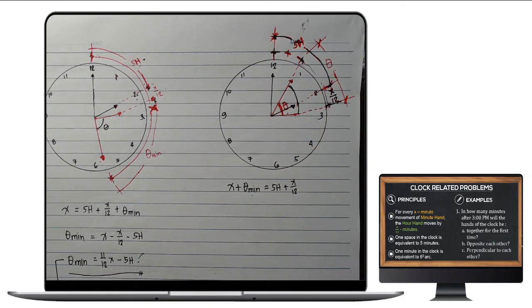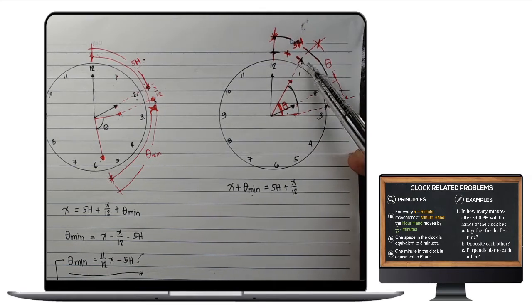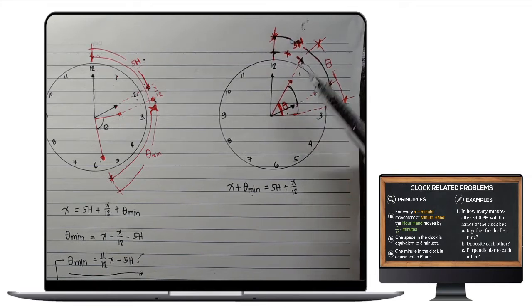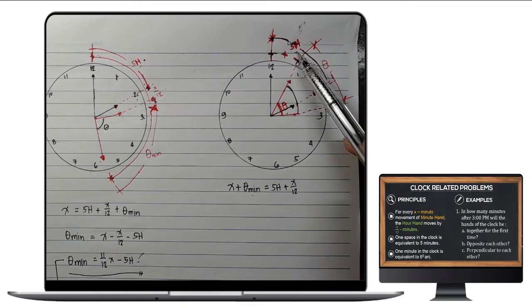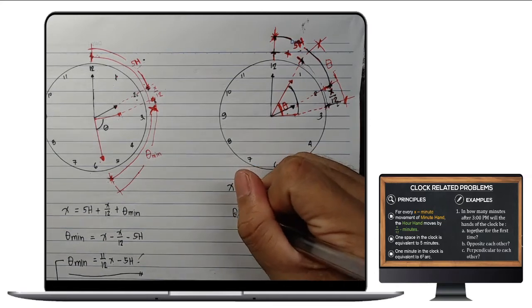Okay? So, again, pakita natin. From this point to this point, that is x. From this point hanggang dito sa baba, that is our theta. Then, from this point going to the o'clock mark, that is your 5h. Then, doon sa dulo ni o'clock hanggang sa another position ni our hand, that is x over 12. So, we will arrive with this equation: x plus theta in minutes is equal to 5h plus x over 12. So, let's solve for theta in minutes here.